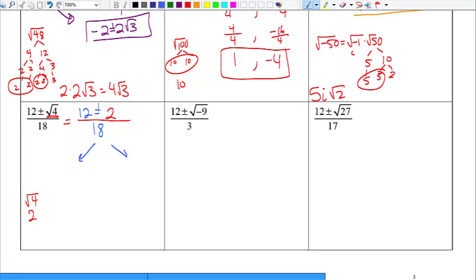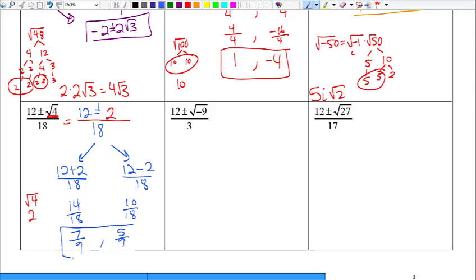I happen to know what 12 plus 2 is and 12 minus 2 is. So I'm going to break this up into the positive part and the negative part because there is no radical. So that gives me 14/18, or 7/9, and then 10/18, which is positive 5/9. So the two answers I get are 7/9 and 5/9. That's because the radical went away entirely.